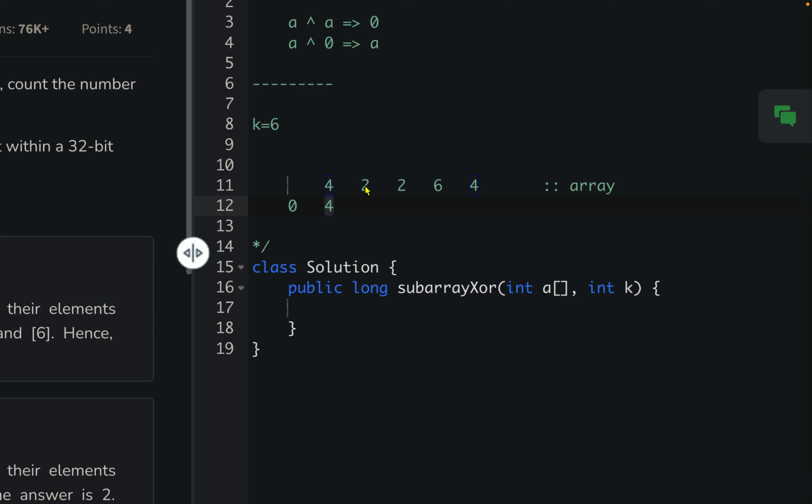And 4, if I'm XORing with 2, all I'm doing is taking the XOR from the starting most point to the ending most point. That's the only thing. So 4 XOR 2 is 6. Then you go ahead with 2, you get 4. 4 XOR 6 is 2, and this 2 with 4 is 6 again. And this is nothing but the cumulative XOR.